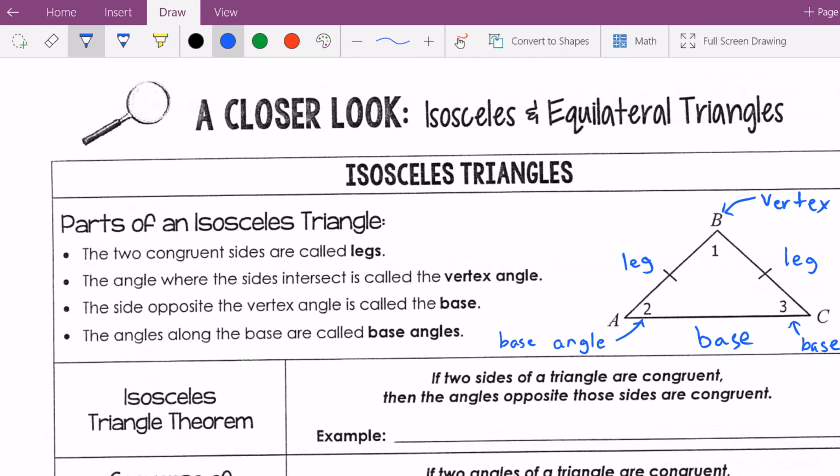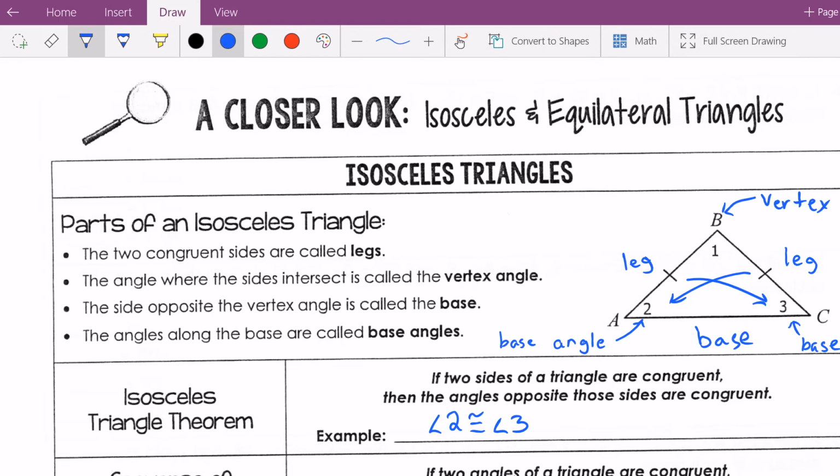Alright, there are two theorems associated with isosceles triangles. The first is the isosceles triangle theorem that says if two sides of a triangle are congruent, then the angles opposite those two sides are congruent. For this example, since we have segment AB being congruent to segment BC, we have angle 2 being congruent to angle 3. Again, because those are the angles across from the legs.